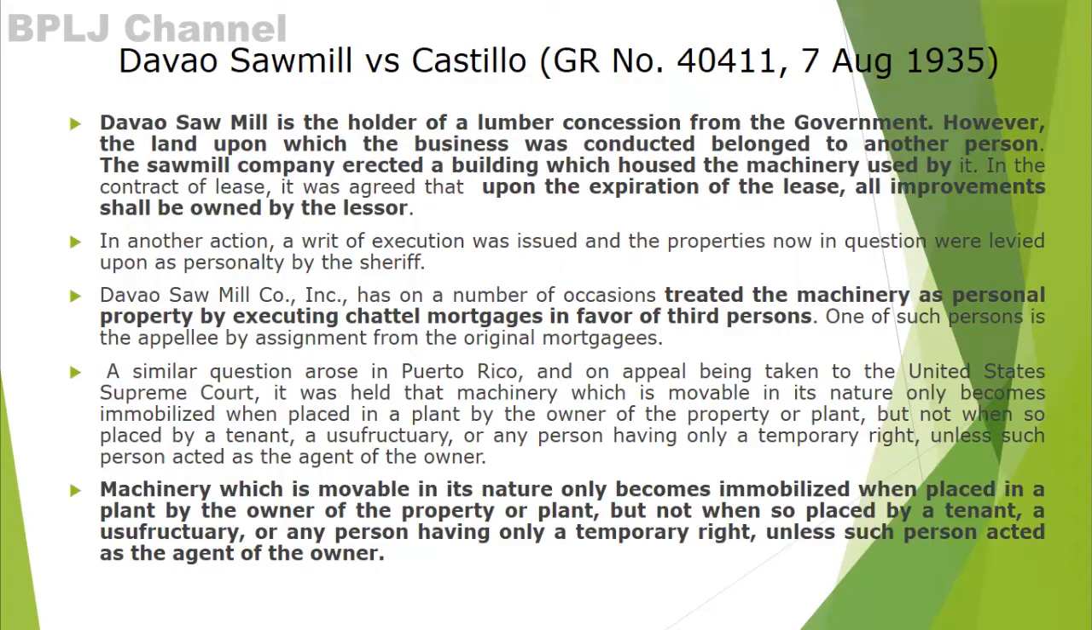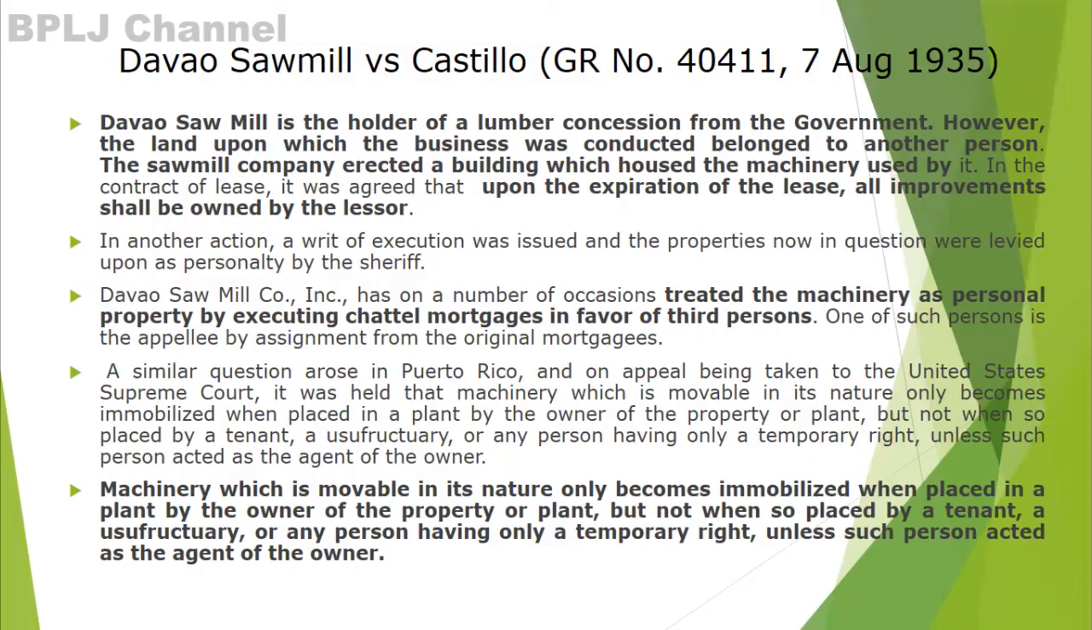So Davao Sawmill has on a number of occasions treated the machinery as personal property by executing chattel mortgages in favor of third persons. So machinery, which is movable by nature, only becomes immobilized when placed in a plant by the owner of the property or plant, but not so when placed by a tenant, usufructuary, or any person having only a temporary right, unless such person acted as the agent of the owner.